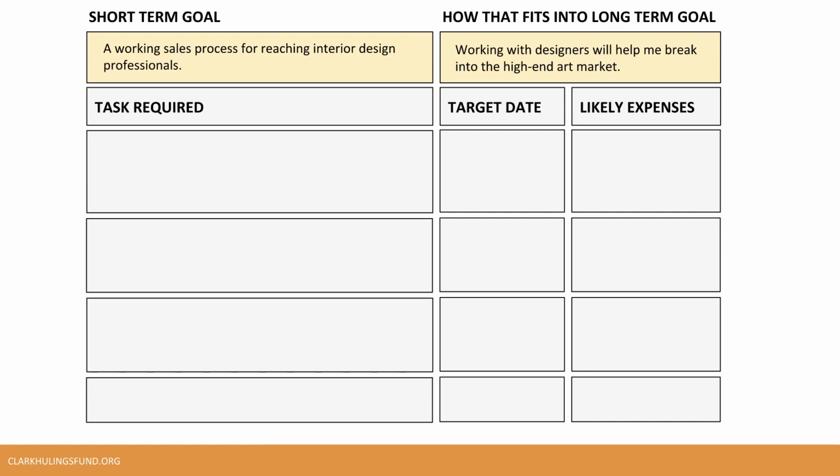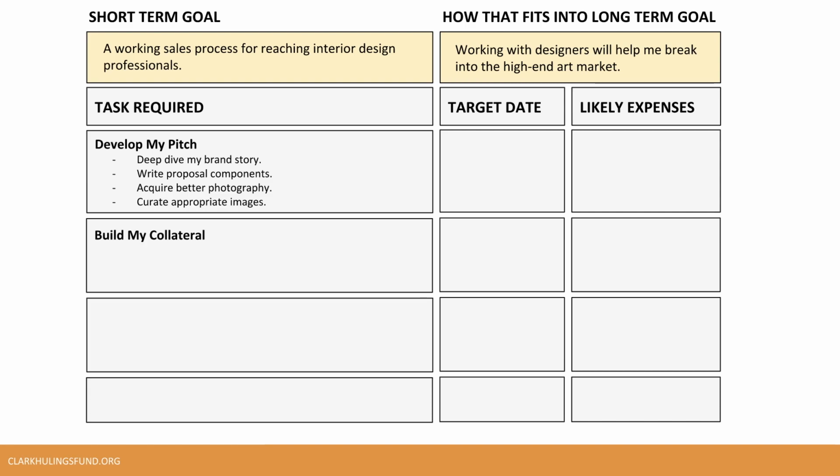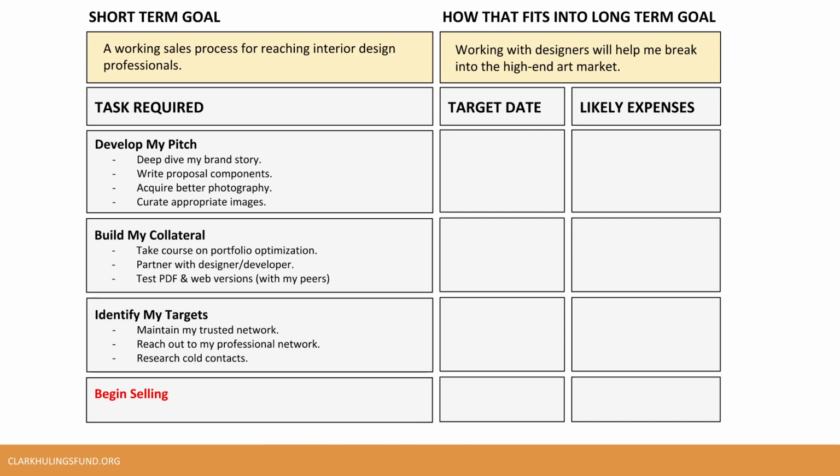Then I choose my first milestone, develop my pitch, and I break that down into individual tasks like deep dive my brand story, write the components of a proposal, acquire some better photography, and curate some appropriate images. And I keep going like that, adding individual milestones and breaking those down into tasks. Identify my targets, begin my sales process. Keep in mind that I may not know how I'm going to execute on some of these, so I might have some placeholder tasks because they're dependent on me getting some training or figuring something out as I go.